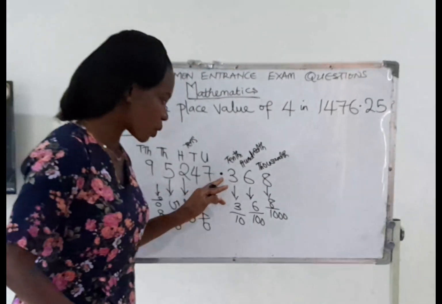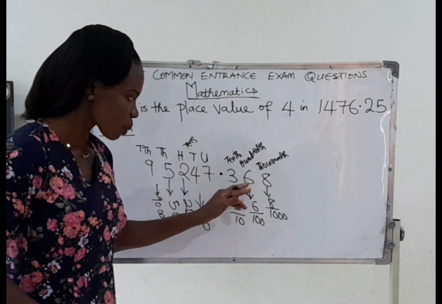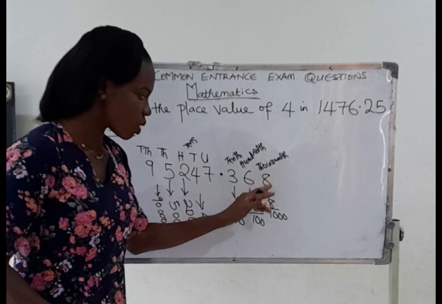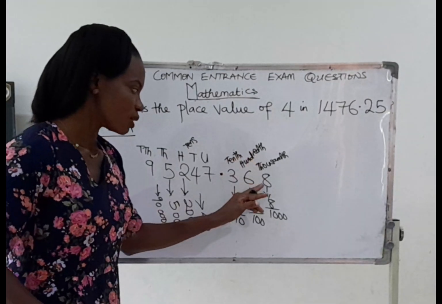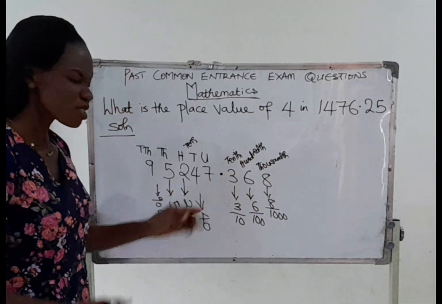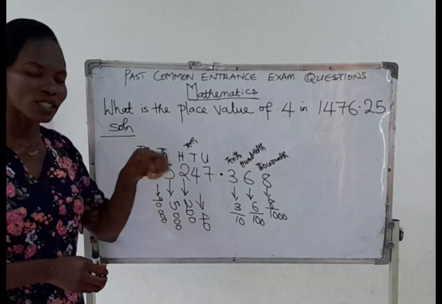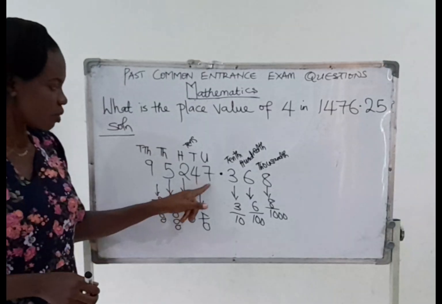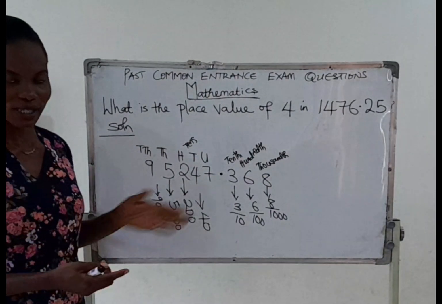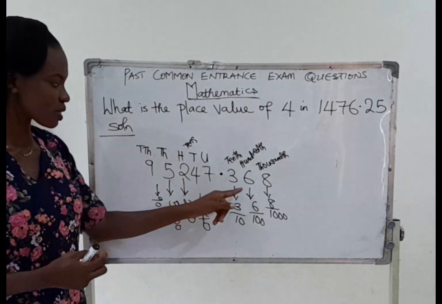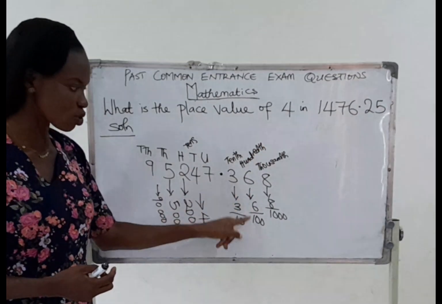So immediately after the decimal point, the first one will be over 10, the second one will be over 100, the third one will be over 1,000. So this one is called tenth, this one is called hundredth, this one is called thousandth. So if I ask you in this particular number, what is the value of 7 here? The value of 7 is units, 7 units. If I ask, what is the value of 6 in this number? The value of 6 here is 6 hundredths. Either you write it in words or you write it 6 over 100.